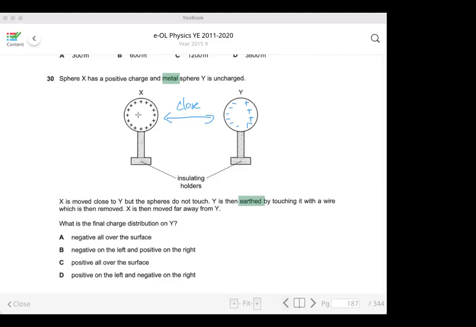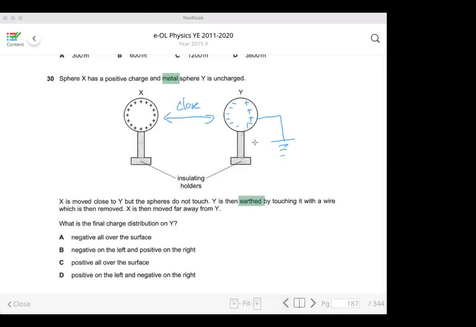The next thing that happens is you earth the Y. They are still close, but you earth the Y. What does it mean? Ryan, are you looking at me or looking at my background? At first I was also a little confused. If I earth the Y, do I put it on the right side or on the left side? It doesn't matter where I earth it.